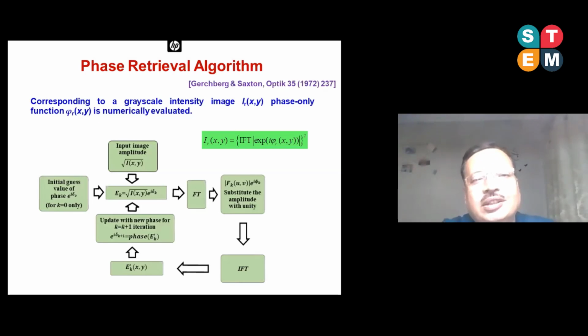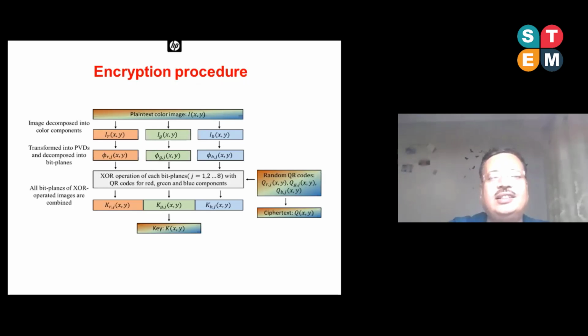This part I will skip because it is the phase retrieval algorithm, which is the same as I mentioned in the beginning. So the encryption procedure is like this. You have the plain text color image. As we know, the color image has 3 components, red, green, and blue. So the red part and green part, we transformed into the PVDs and decomposed into bit planes, each one for red, green, and blue. And then we applied this XOR operation and randomized with the QR codes.